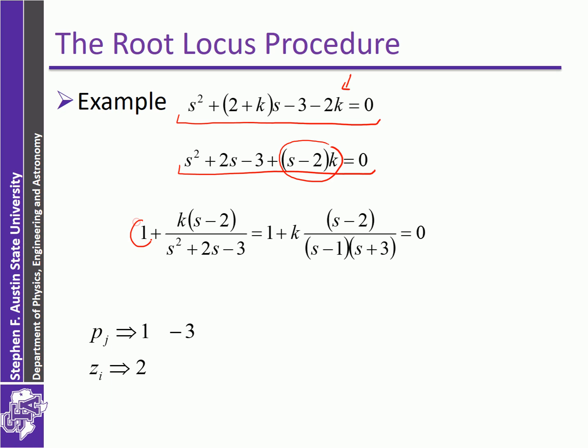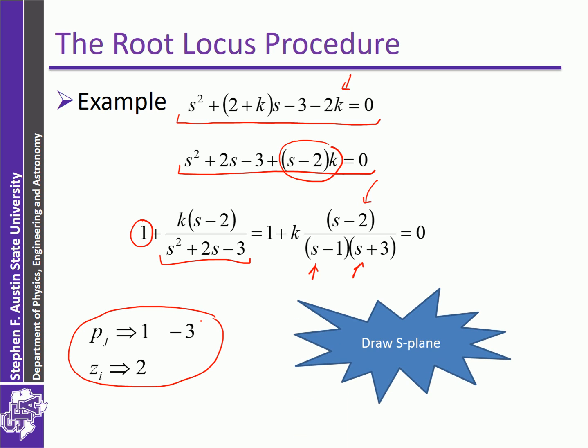We have a 1 in here, and then we divide everything by s squared plus 2s minus 3. So we identify the poles and the zeros. The zero is located at 2, and the poles are going to be located at 1 and minus 3. So that's basically what we have in here. Okay, so we have 1 zero and 2 poles.